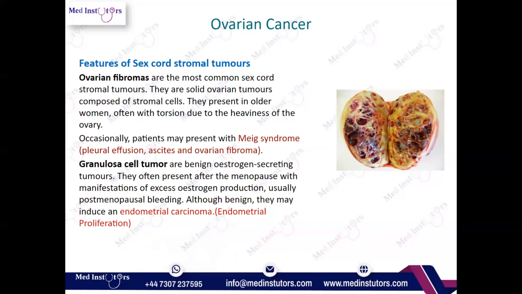Next, we have granulosa cell tumor. And again, all of these have been asked in previous exams. We have questions from ovarian fibromas as well as granulosa cell tumor. There is a question which asks which of the following ovarian cancers has the risk of developing endometrial carcinoma as well. So the answer is granulosa cell tumor. This is the cancer which is associated with endometrial carcinoma. Am I clear?